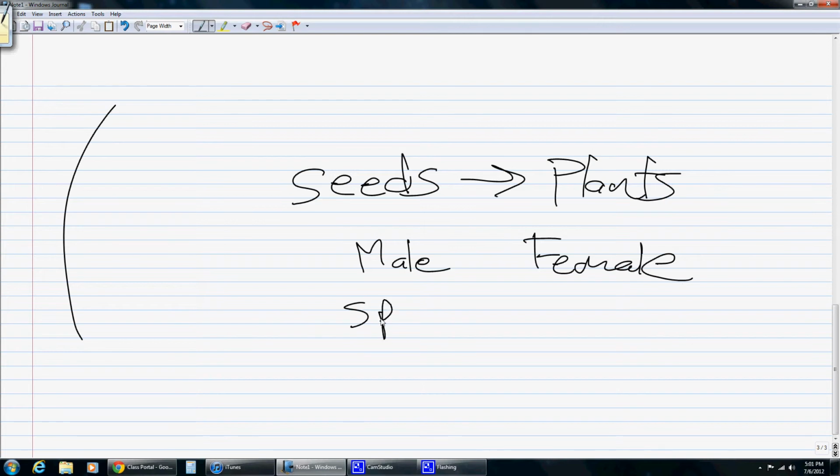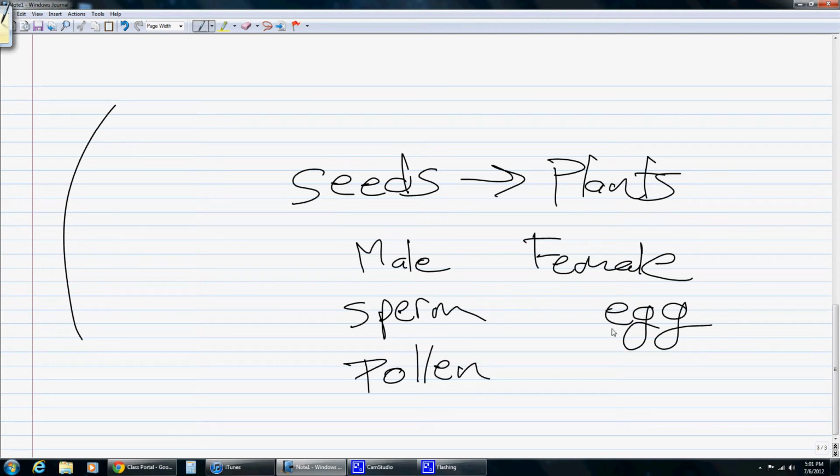With the male, you need the sperm. And with the female, you need the egg. And in the male, the sperm is transported through pollen. And in the female, it's just the egg. We give it the same kind of thing. So what can happen is you can have the pollen be transported to the female part of the plant. And you want it to be a different plant.